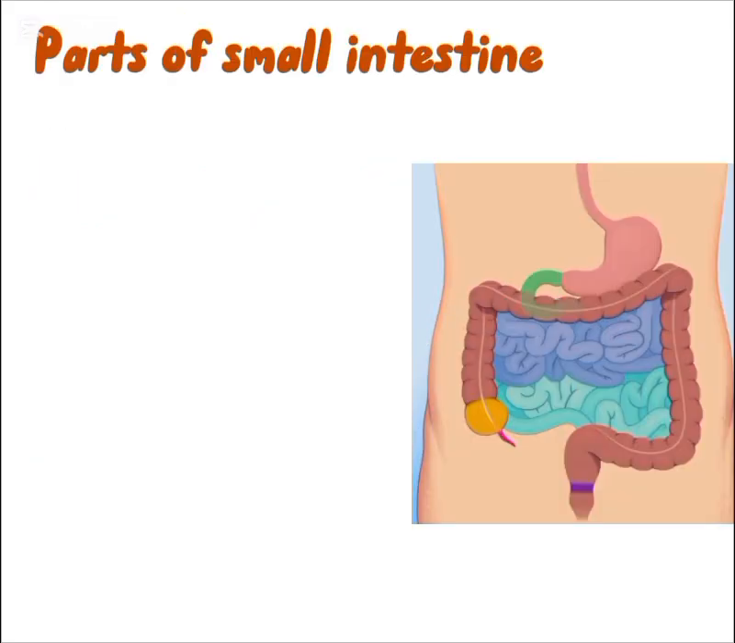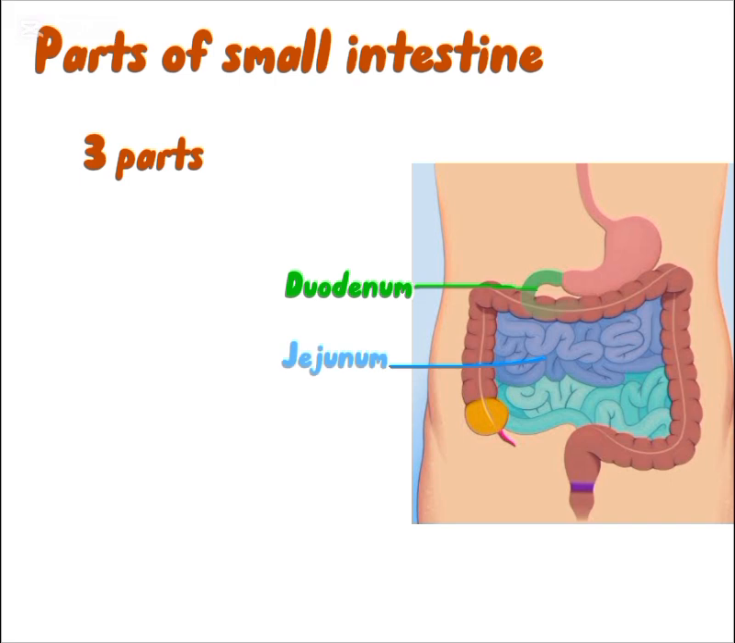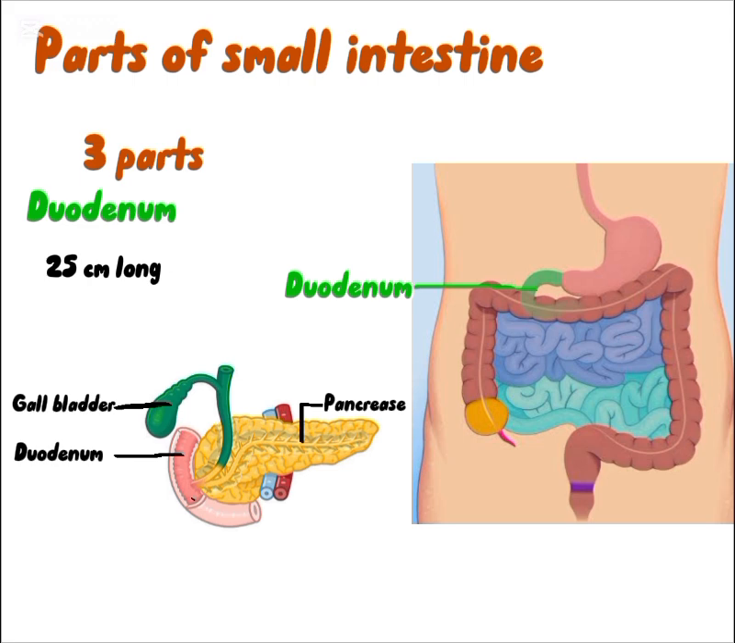Now let's talk about the parts of the small intestine. Small intestine has three parts that are duodenum, jejunum and ileum. Duodenum is about 25 centimeter long. It is C-shaped and curved around the head of pancreas.